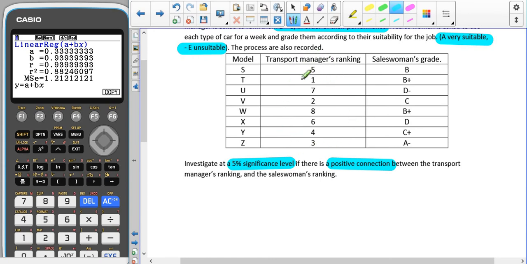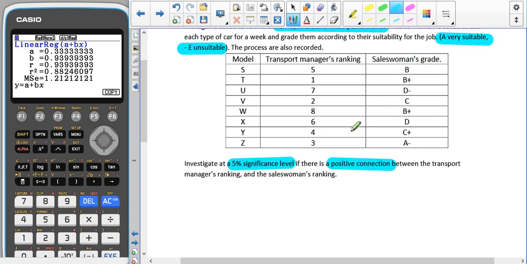Well, you can see here from the data from the transport manager, they have done this where one has gone to the highest ranking one. Because if we compare these two, we would be expecting some kind of correlation between the two because of the questions that were being asked. And usually we do rank one as being the best, even though it's the smallest number. Which means that when I'm ranking, I can either re-rank my transport manager's rankings so that they're smallest to biggest, or I can just rank my saleswoman's grades so that they are going from smallest to biggest.